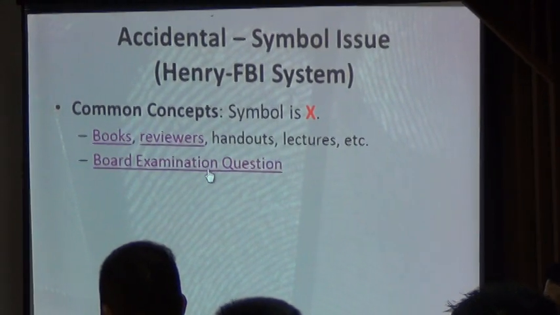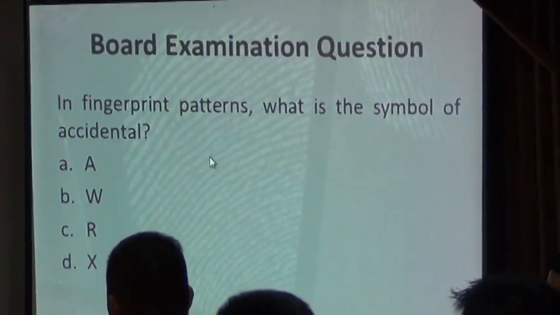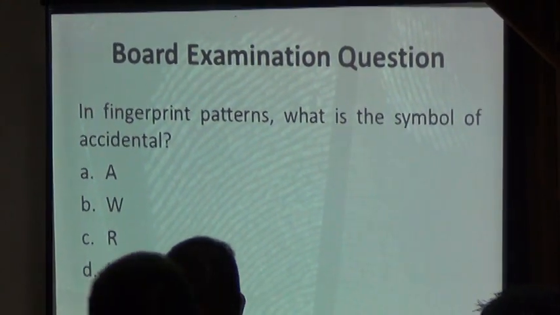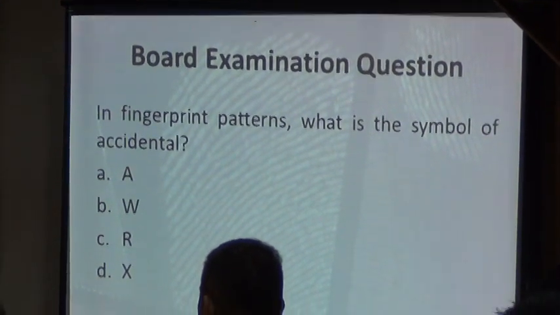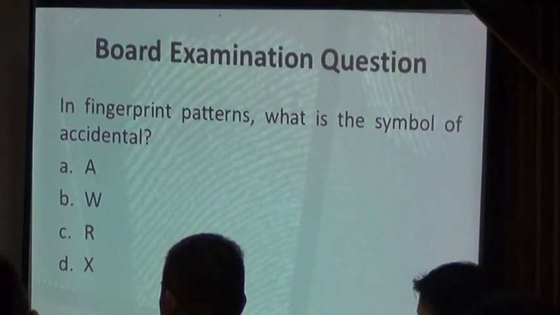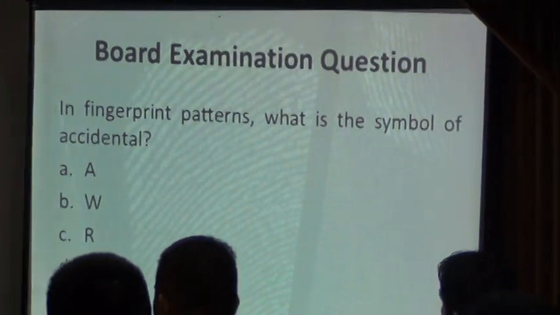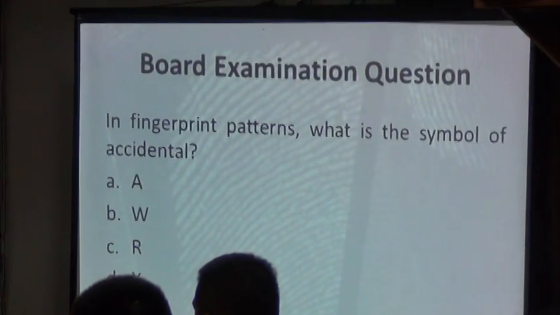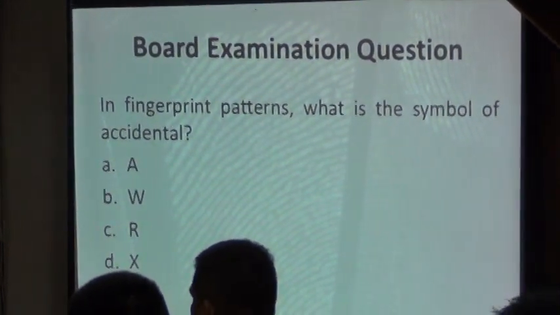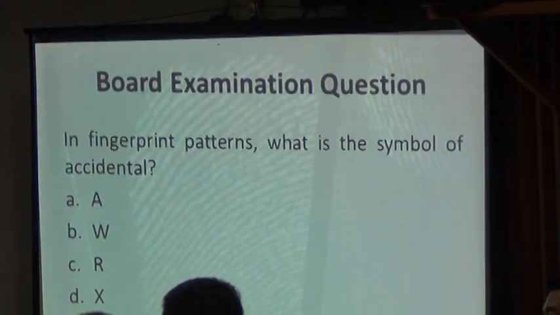In the fourth question, examination question, this came out last October for examinations. In fingerprint patterns, what is the symbol for accidental? That's very controversial. What is our answer? Is it X or W?